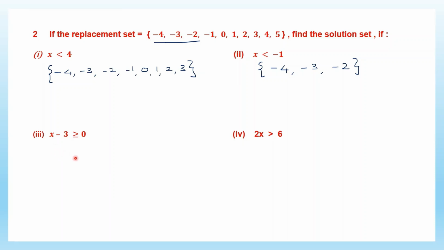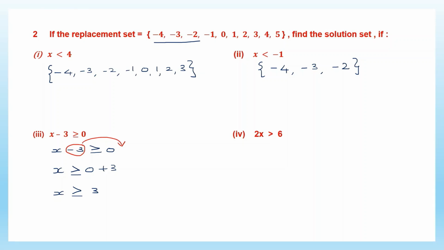So let's try the transposing method. So here x minus 3 is greater than or equal to 0. Now I need only x, so I need to remove my minus 3. So what am I going to do? I'm going to transpose my minus 3 from the left hand side and take it to the right hand side. So when it goes to the right hand side, it becomes plus 3. So this will be x is greater than or equal to 0 plus 3. That is, x is greater than or equal to 3.